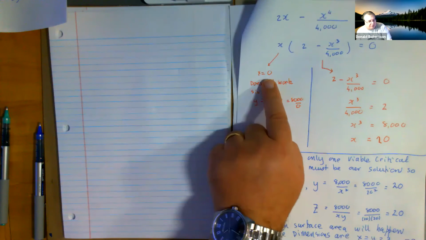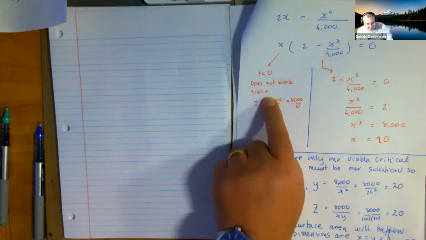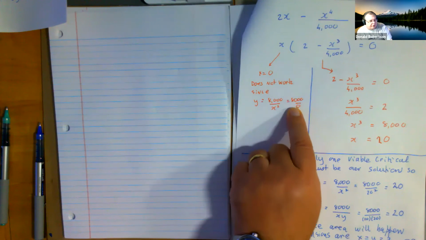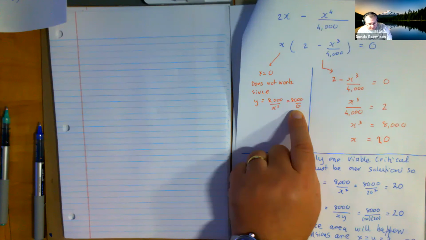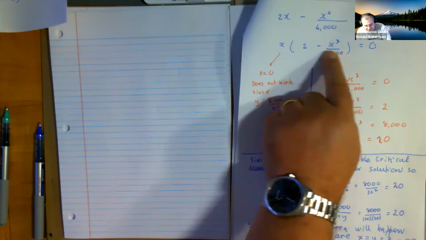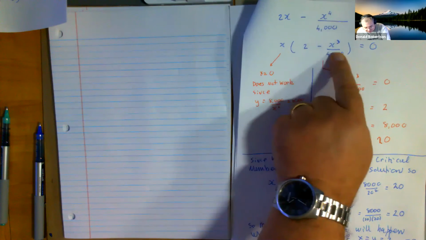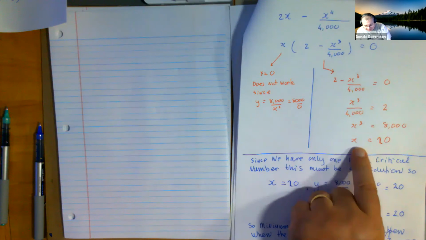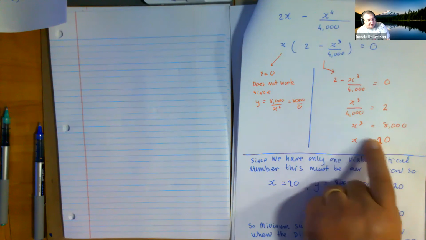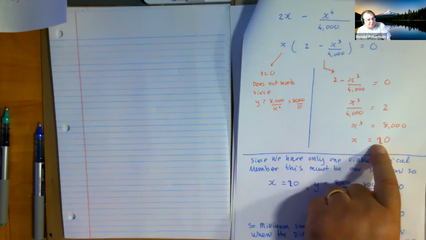X could be 0. That's a possible choice. But since y is 8,000 over x squared, isn't 8,000 over 0 a non-starter? So no good. If you look at this then, you're trying to find a value of x that makes this 0. So you're trying to solve this as 0. And that ends up being 20. Right, x cubed is 8,000, that makes x 20.